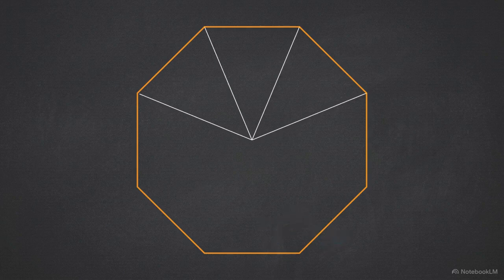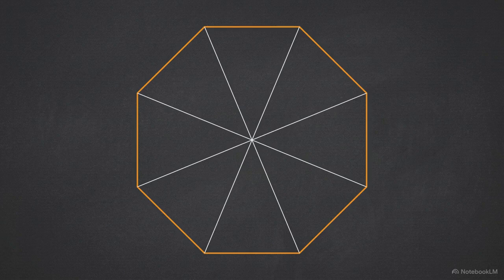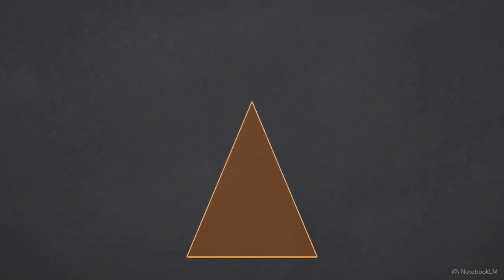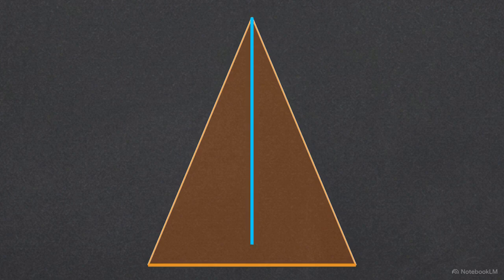We can deconstruct the shape further by drawing lines from the center point out to all 8 vertices. This divides the octagon into 8 identical isosceles triangles. Isolating one of those triangles, we drop a perpendicular line from the center to the base. This line is the apothem. It bisects the 45-degree central angle into 2 smaller 22.5-degree slices.